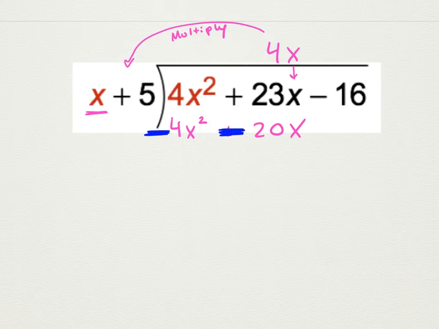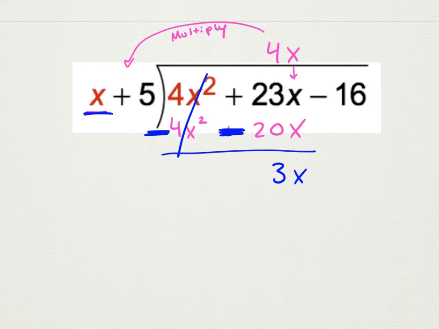It was a positive 4x squared. We make it a minus 4x squared. So we change it. Always do that at this step. That way, what's 4x squared minus 4x squared? 0. It cancels out. You always want your term to cancel out. And now what's 23x minus 20x? 3x.